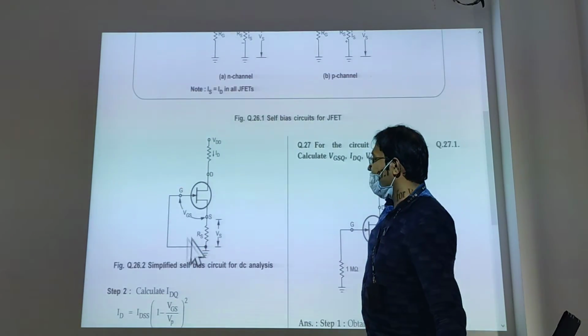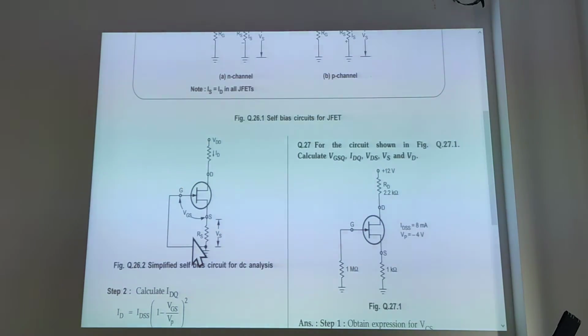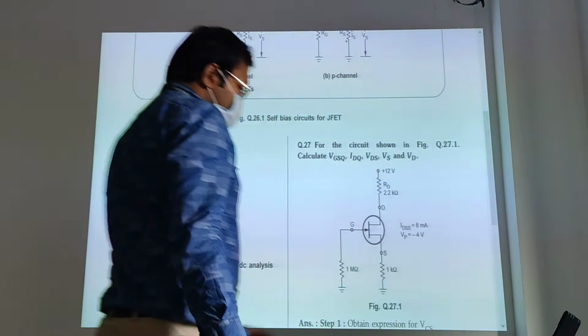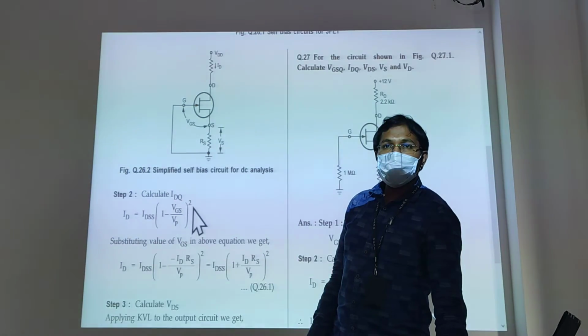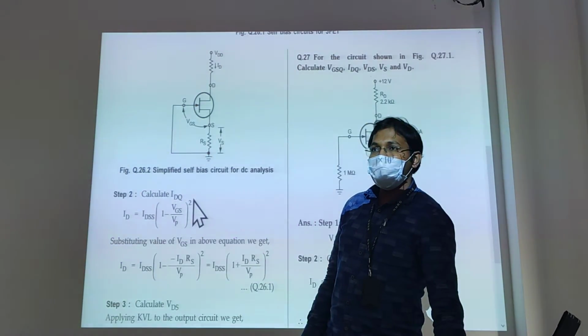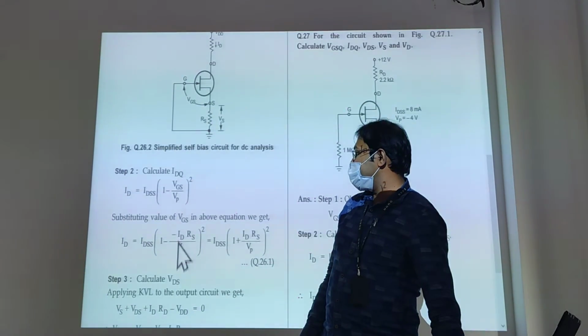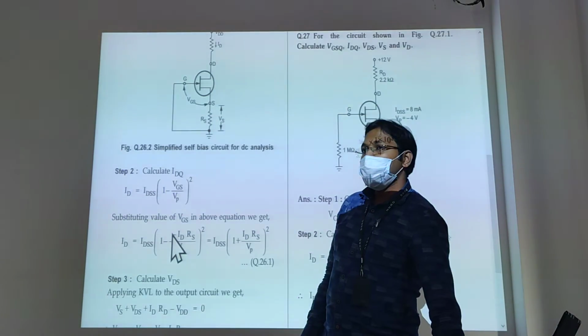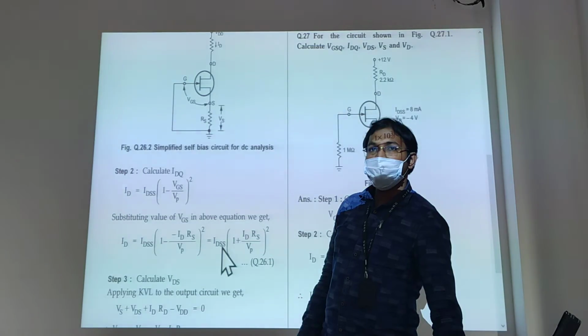So what are the three steps again? First, VGS we already found. VGS is minus ID into RS for N channel JFET, completed. Second step, find ID. Whatever VGS we got, we are substituting here. VGS we got how much? Minus ID into RS. So minus ID into RS we substitute here. Minus into minus will become plus. So this is the ID that we will have.